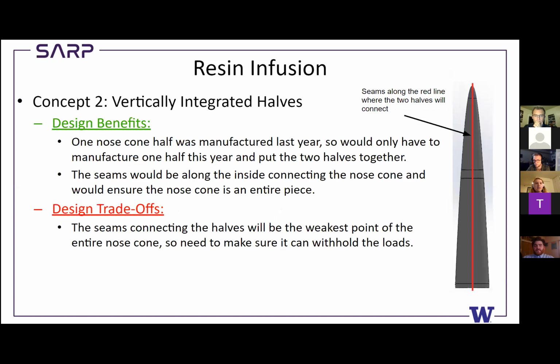Next slide, please. The next concept of how to resin infuse it will be a seam down the opposite side, so doing 2 different halves, which is how we did it last year. So we already have 1 half of the nose cone. So this is most likely how we will be resin infusing the nose cone this year, as we can then put the 2 halves together since we already have 1. So this is going to ensure that the entire nose cone is in place. We will have more seams along the middles, which will increase the weight a little bit, but in the end, it's going to be able to keep the nose cone as its entire piece. Yeah. Next slide, please.